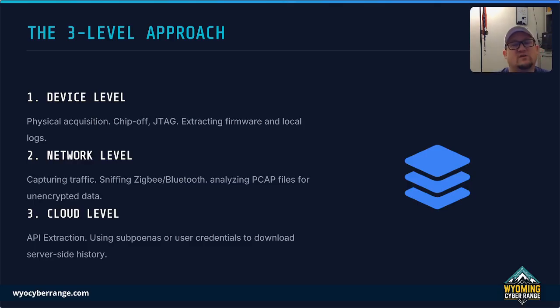This is where we're going to use API extraction or legal subpoenas to download any server-side history that we can get. Now we need to understand that if a device is heavily damaged or physically inaccessible, the investigator must pivot their strategy to level 2, where we can intercept network traffic, or even level 3, where we go to the cloud provider to capture the evidence ourselves.